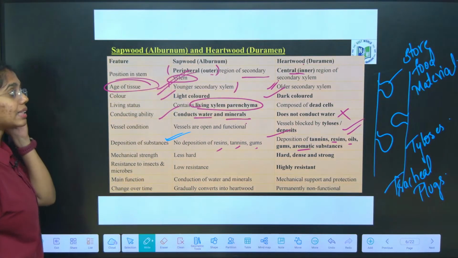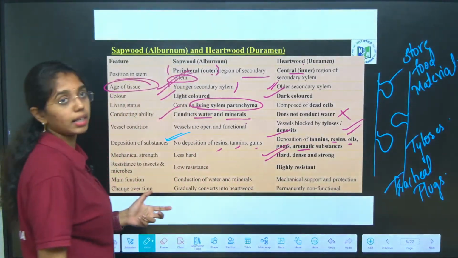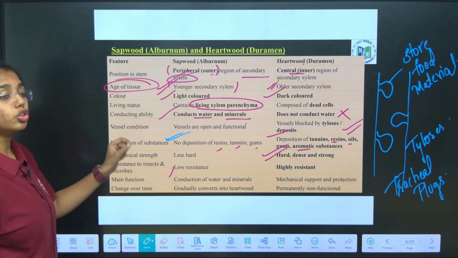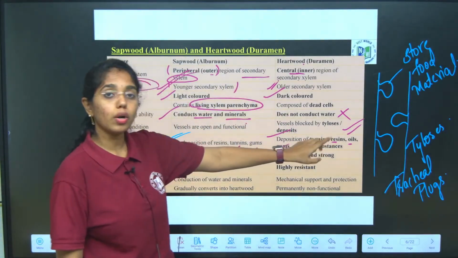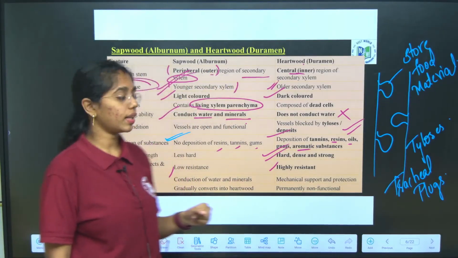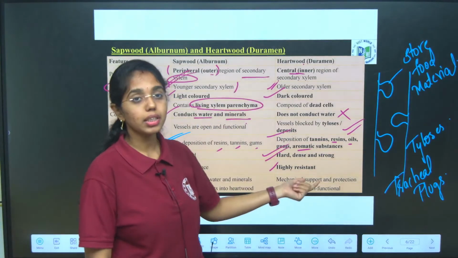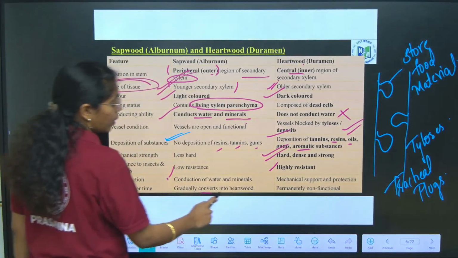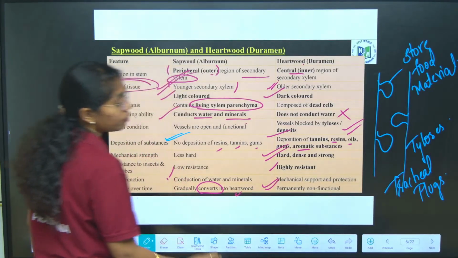Mechanical strength is less, it is not hard, in the sapwood, whereas mechanical strength is hard, dense and strong in the heartwood. In the sapwood, resistance to pests is low. Heartwood, as all these storage constituents are present, has high resistance to insect attack. The main function here is conduction. Here the main function is mechanical support, storage and protection. Sapwood gradually converts to heartwood, whereas heartwood is permanently non-functional.